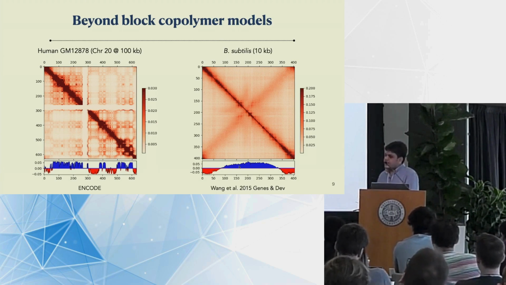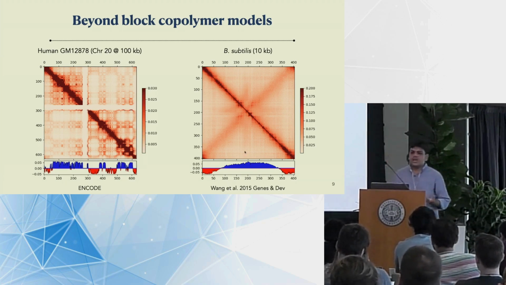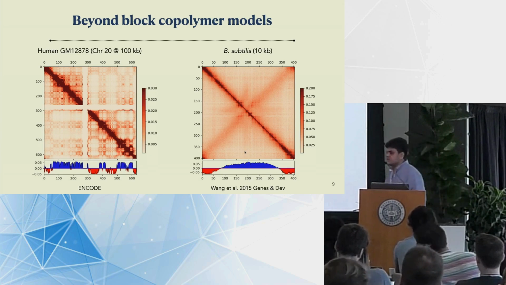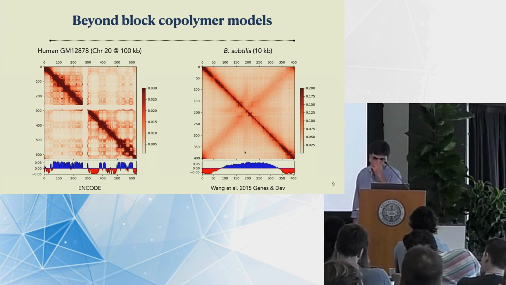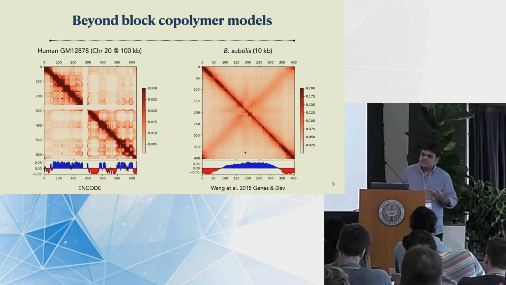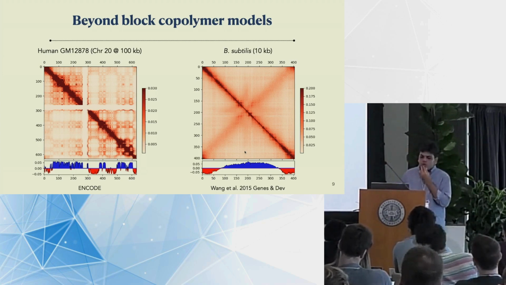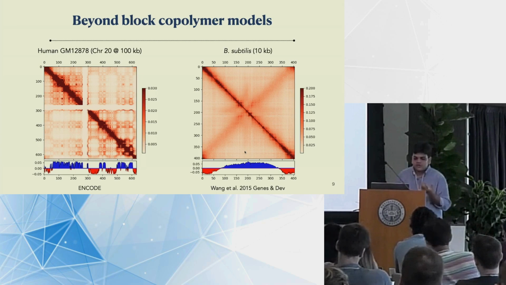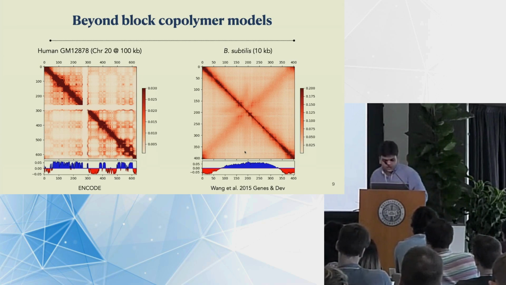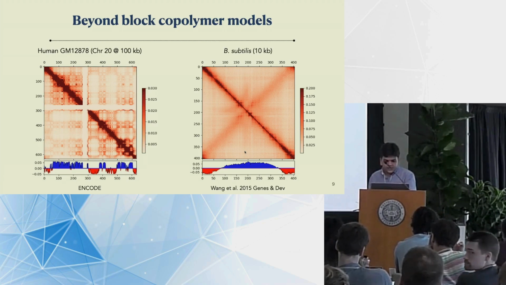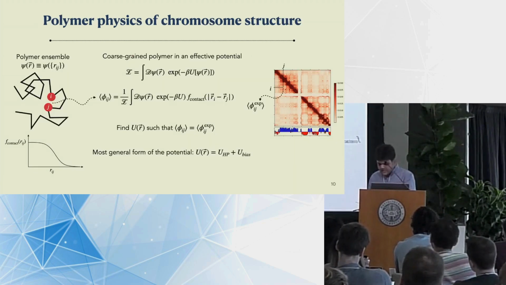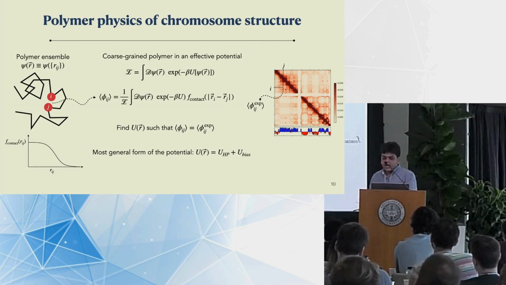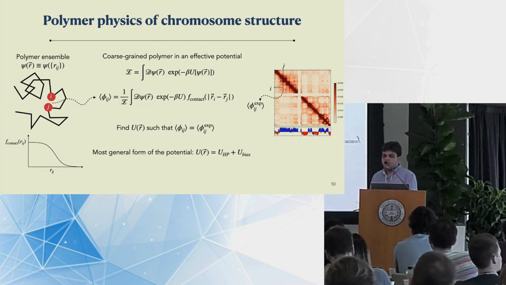You don't see this checkerboard pattern, right? So a copolymer model is not going to be a good base model to start with for this kind of system. For this kind of system, we need to make our model much more generalized. We have to go beyond this sort of copolymer approach. And that's what has been developed more recently at the center. So let's rethink the problem a little bit and think about how we do this.